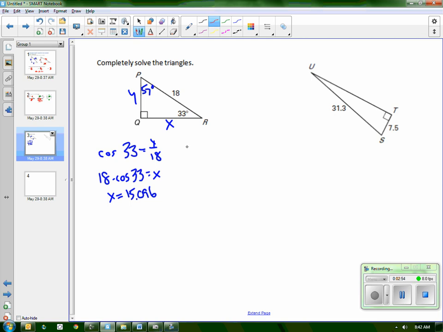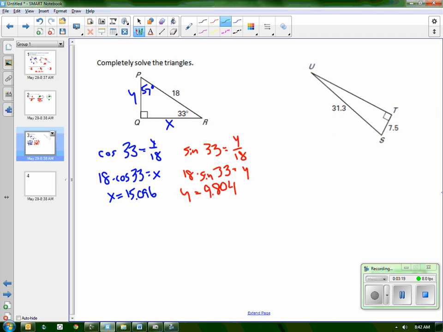I'm going to do the same thing for y, only I'm not going to use cosine, I'm going to use sine, so I'm going to say the sine of 33 is opposite over hypotenuse, so y over 18. To solve this, I'm going to do 18 times the sine of 33, that'll give you y, and if you type that in, you're going to get 9.804, which makes sense that this one's shorter than that because it's got a smaller angle. I think I've got my sides, and I'm good. You could also use Pythagorean theorem to get the third one here.